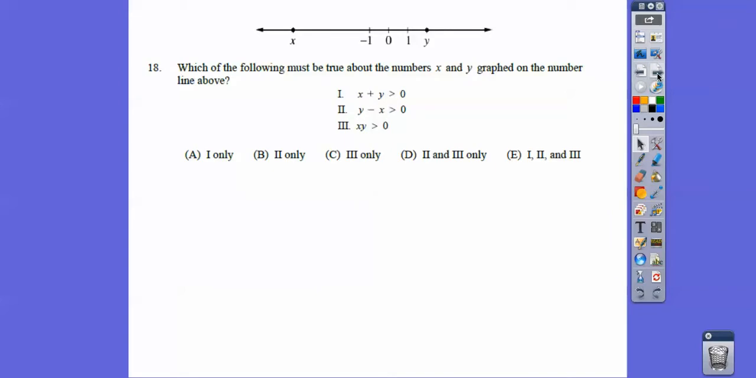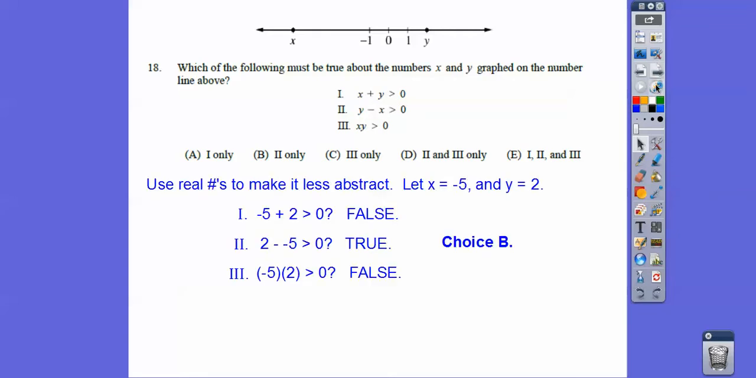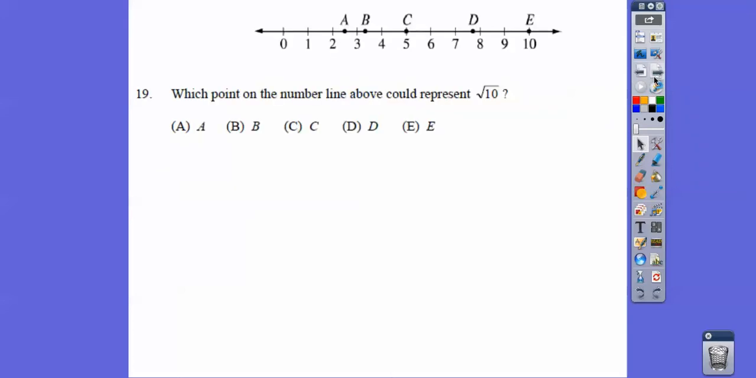All right, which of the following must be true about the numbers x and y on the graph above, the number line right there? Okay, so on this one here, I just used real numbers to make this make more sense. When it's abstract with no numbers, I just let x equal, just kind of think of this as here's 0, here's 1, this is probably 2 right there, okay? And then this, I'm guessing -5 right there. So the only one that works is this one right here, y minus x, which is going to be 2 minus a minus 5. See, it's a real problem now. It's 2 plus 5. That's greater than 0. Okay?